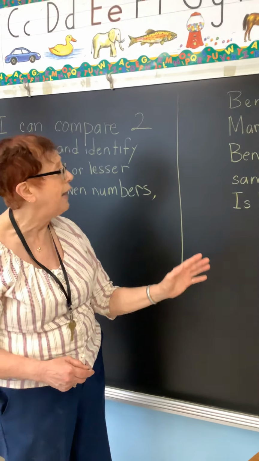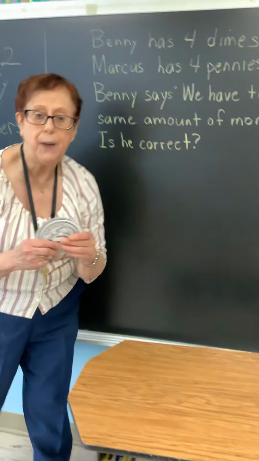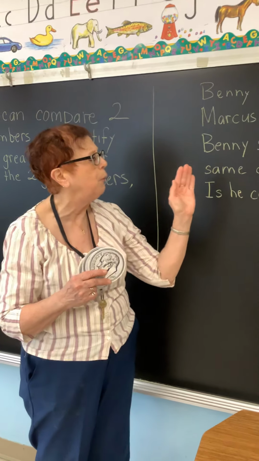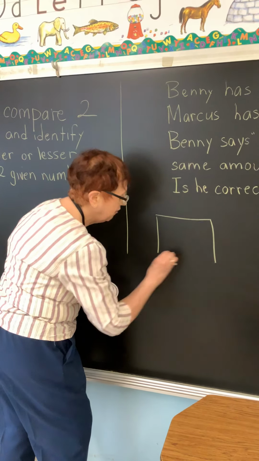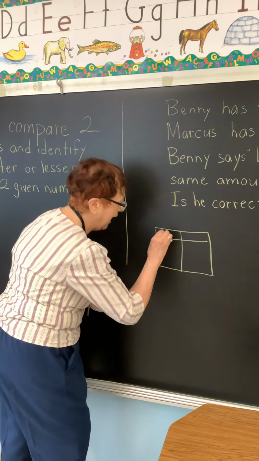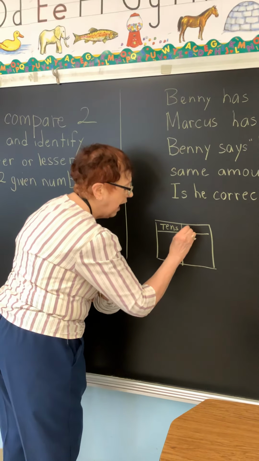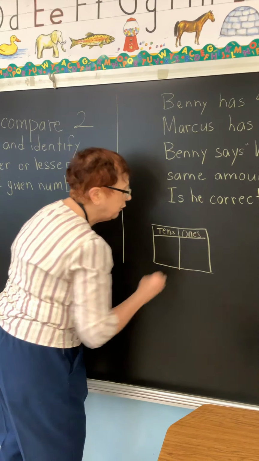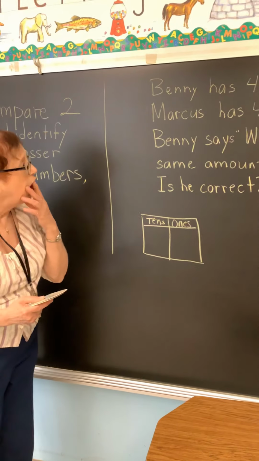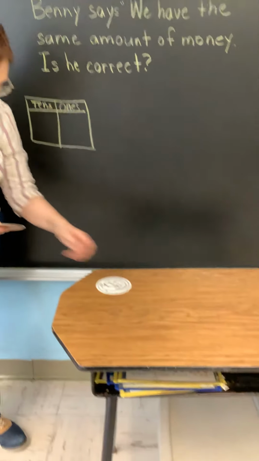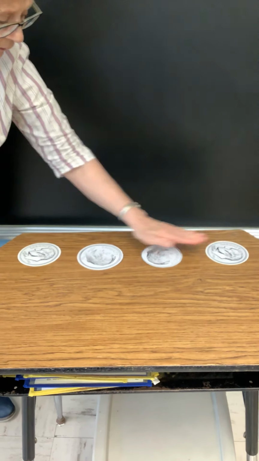So let's show that. We did work on dimes and pennies. Remember, we said dimes and pennies go so well with what we're doing with place value because dimes are just like tens, okay? Because dimes are worth 10 cents and pennies are just like ones because they're worth 1 cent. So let's show Benny's money here. So here's his 4 dimes. 1, 2, 3, 4.